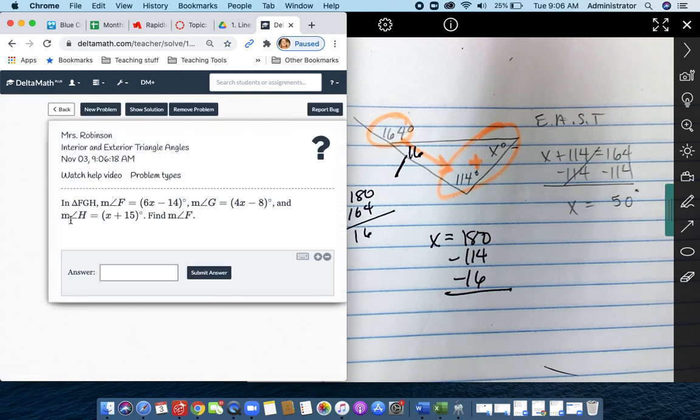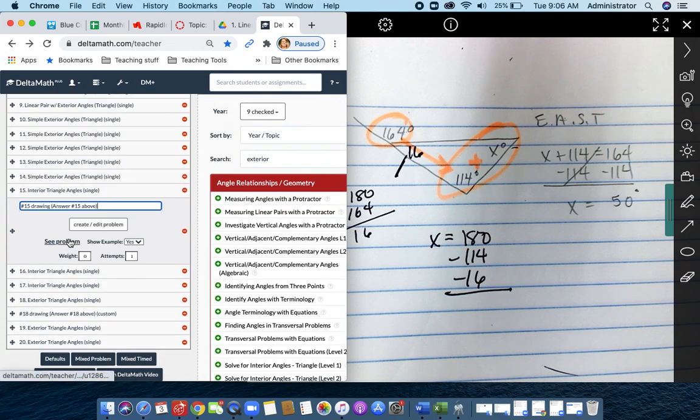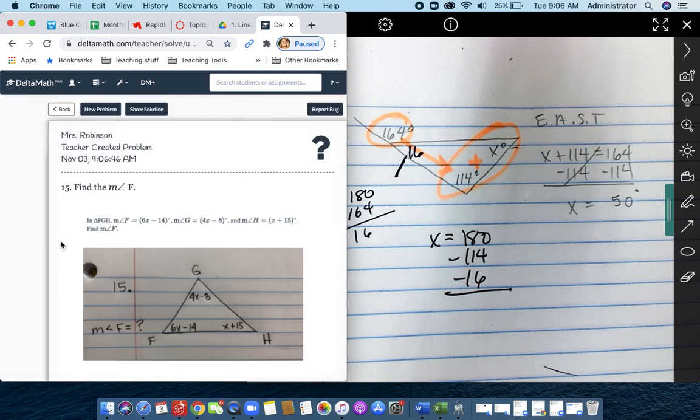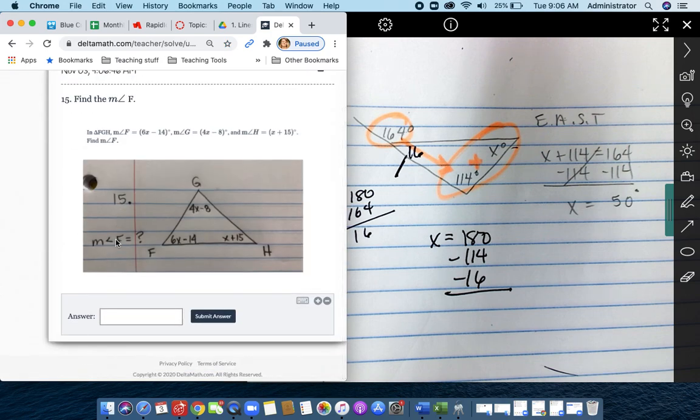So if we click on this problem, it actually doesn't even give you a picture. So it says, in triangle FGH, the measure of angle F equals 6x minus 14 degrees. The measure of angle G equals 4x minus 8 degrees. And the measure of angle H equals x plus 15 degrees. Find the measure of angle F. So you might look at that and be a little bit overwhelmed. So I thought what I could do is draw it out for you. So if you look at number 15, you are going to draw it out.